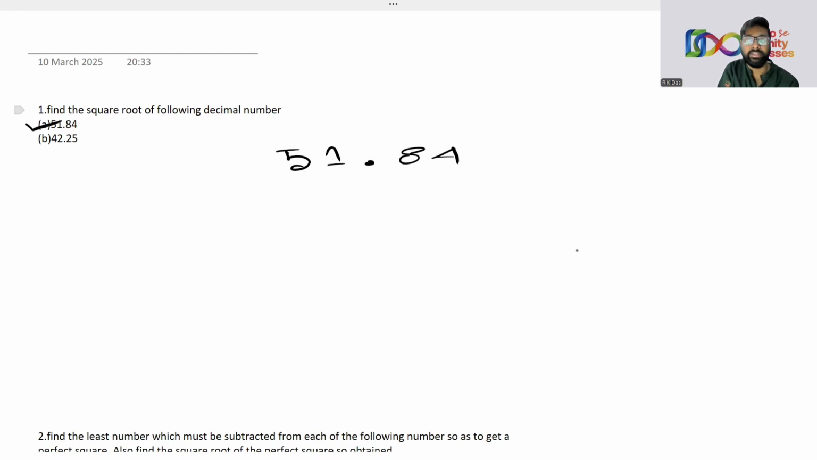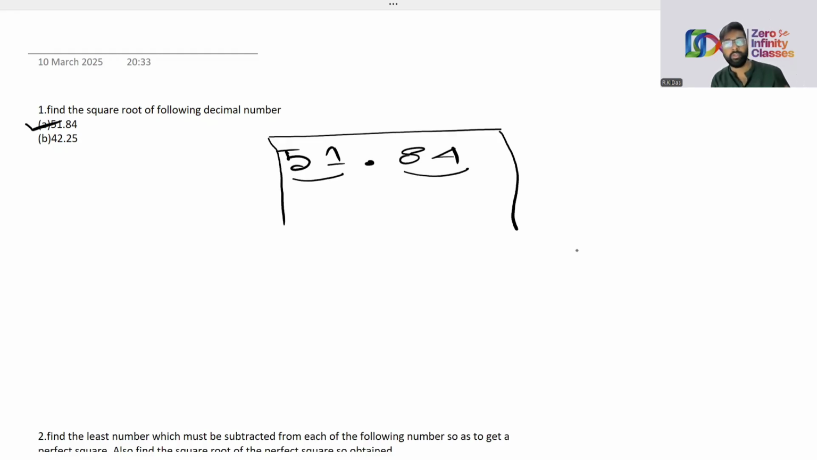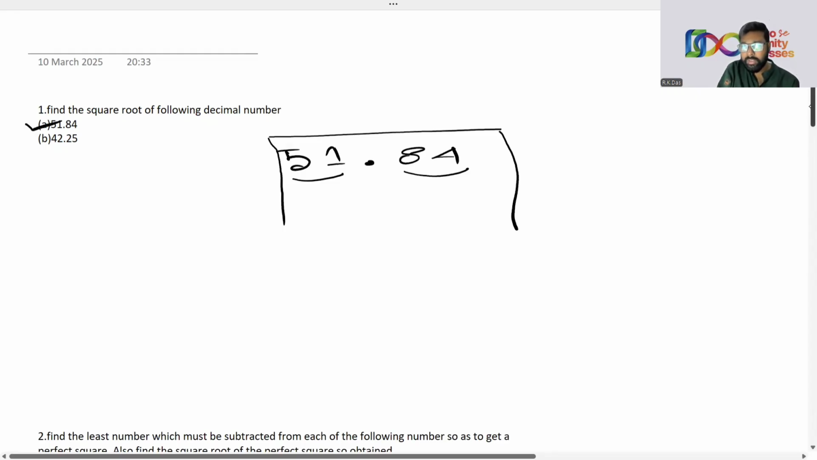Again, we have to write this number within a rectangular box. And this is a pair, and this is also another pair. So now we have to search a square number which is just less than 51. And we can see 7 square is what? 49, and 8 square is what? 64. That means 51 lies between 7 square and 8 square.